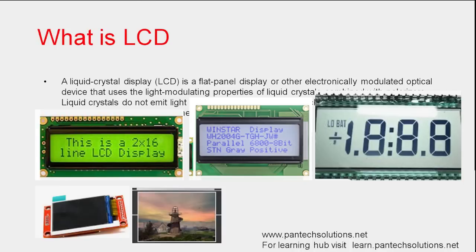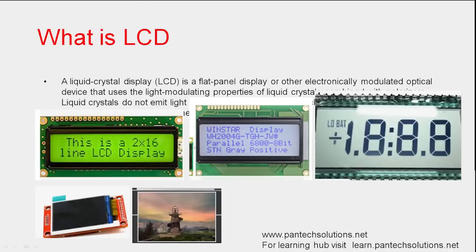There are a lot of display devices, like LED, light emitting diode, which can also be used for display, and the 7 segment, where you could also communicate with the 7 segment. And you also have the LCD display and LED display. LCD stands for liquid crystal display, where it uses light modulating properties for display.